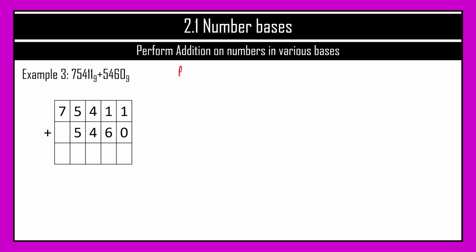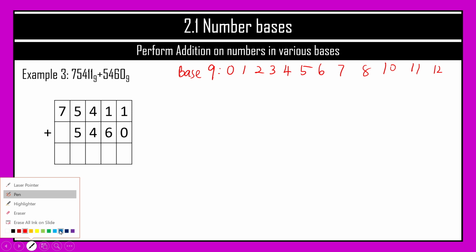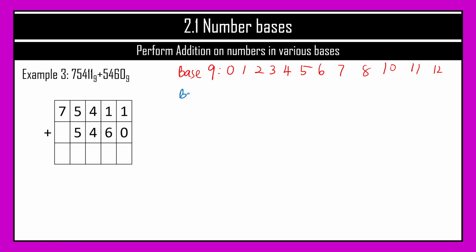Like previously, I'm going to write down the numbers for this base. The base we are dealing with now is base 9. So it's 0, 1, 2, 3, 4, 5, 6, 7, 8. After that will be 10, 11, 12. Now I'm going to use another ink color for base 10. I'm going to list it corresponding to base 9.